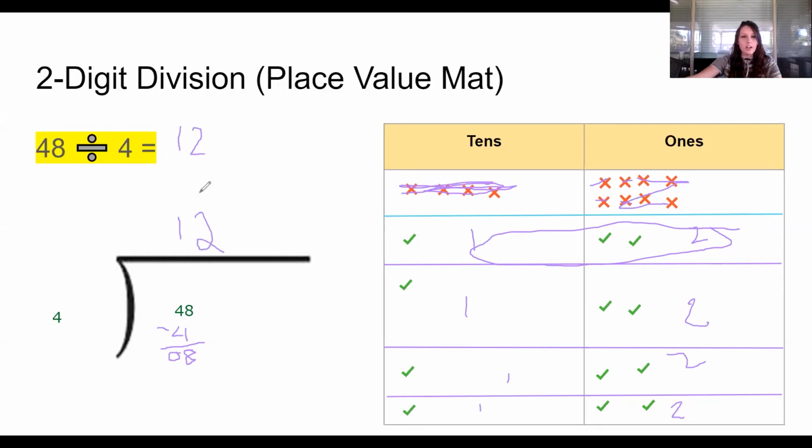So as you can see, our quotient here is the same as our quotient here, which means that our answer to 48 divided by 4 is 12.